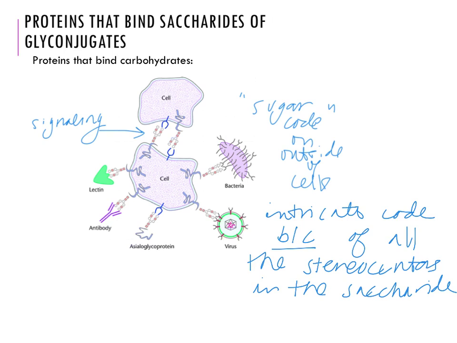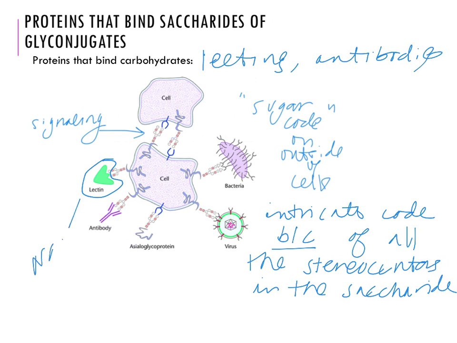A couple of different kinds of proteins that bind to carbohydrates are lectins and antibodies. Okay, so here is a lectin. It is a protein that binds to a sugar. It is not a glycoprotein. Okay, it is not covalently attached. It just binds to a sugar and sends a signal.